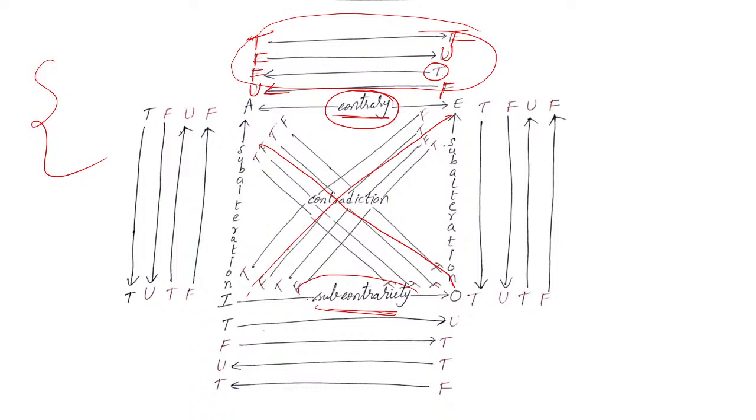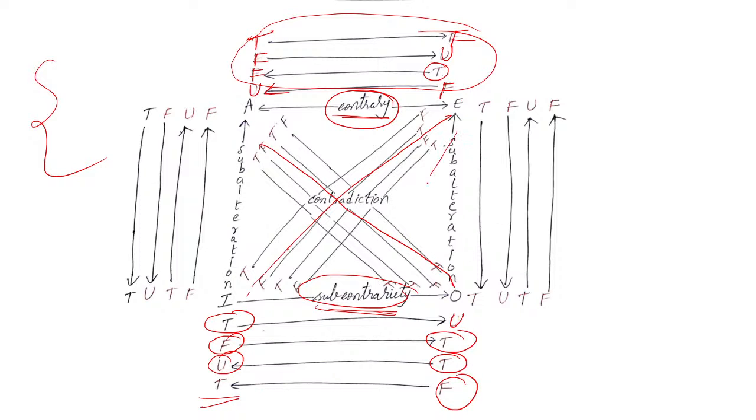Again, subcontrary is opposite to contrary. If one is true, the other one is doubtful. If one is false, the other one will be definitely true. Again, here one is true means the other one is doubtful. If one is false means the other one will be definitely true.